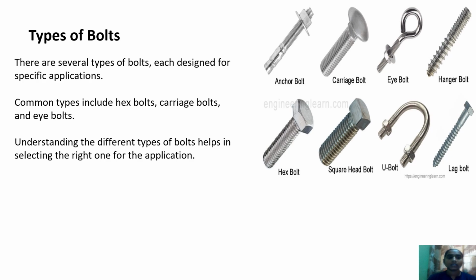Types of bolts. There are several types of bolts. Each is designed for specific applications. Common types include X bolts, carriage bolts, and eye bolts. Understanding the different types of bolts helps in selecting the right one for the application. Some of the types of bolts are anchor bolts, carriage bolts, eye bolts, hanger bolts, X bolts, square head bolts, U bolts, and lag bolts.